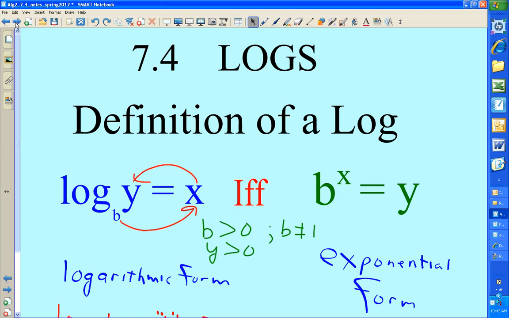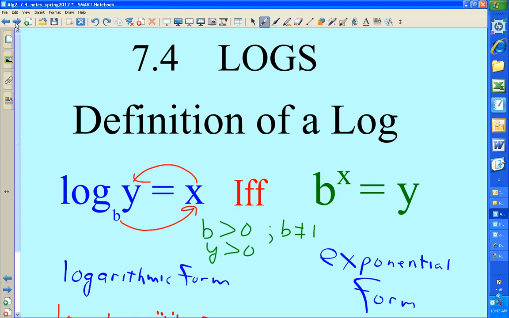The letter B right here goes here, B. The Y goes right here. And the X goes right here. You'll hear me talk about making the loop. This B raised to this power is equal to Y. That's what this is telling you. B to the power of X is Y. Logarithmic form on the left, exponential form on the right.